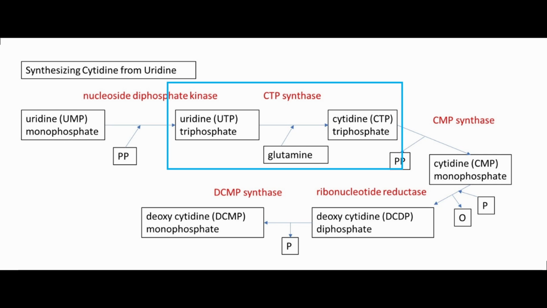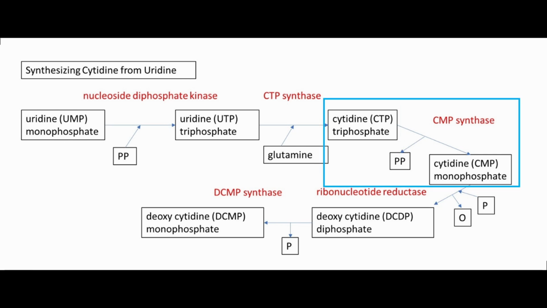In step 2, the enzyme CTP synthase adds glutamine to uridine triphosphate, UTP, to convert it into cytidine triphosphate, CTP. In step 3, the enzyme CMP synthase removes 2 phosphates, PP, from cytidine triphosphate, CTP, to leave cytidine monophosphate, CMP. The CMP is the cytidine, C, nucleotide used in RNA.